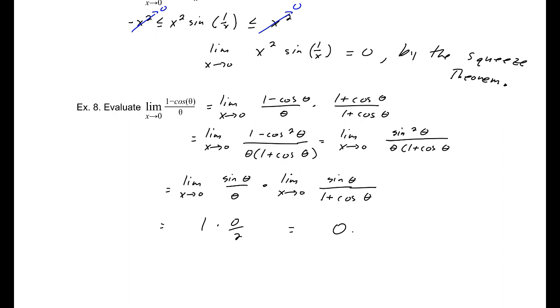Now, this did not need the squeeze theorem, but it did appeal to several techniques here, one of which was our conjugate. Next was a trigonometric identity, and third was splitting this up into two fractions and evaluating. Okay, so this is probably a good one to end on and a good way to sum a lot of this up. All right, that's the end of section 2.3.